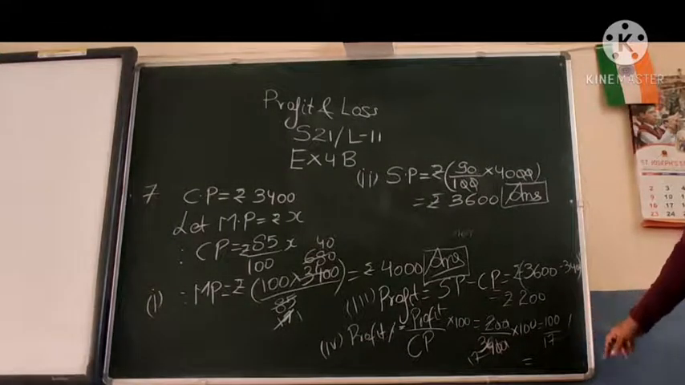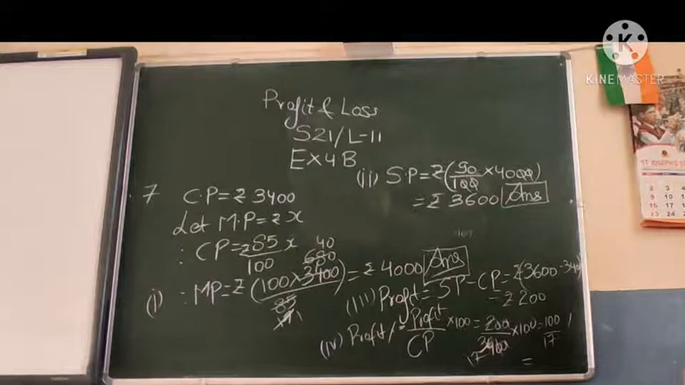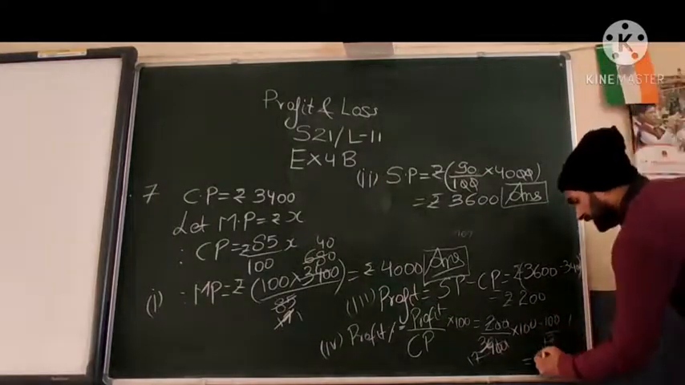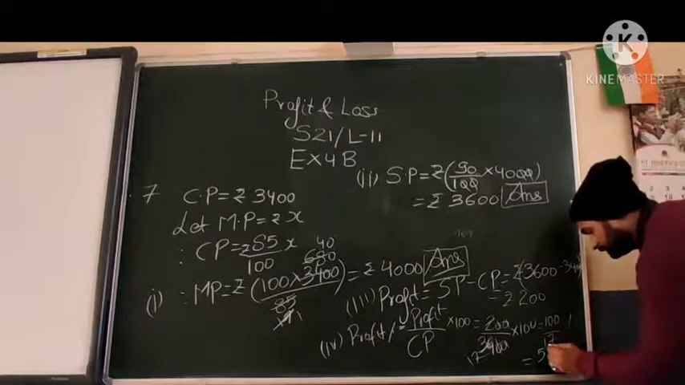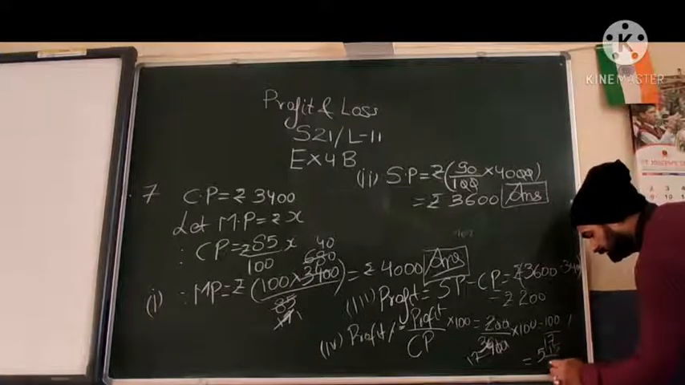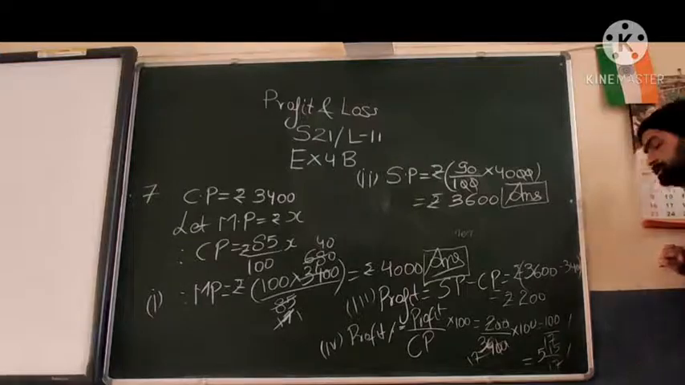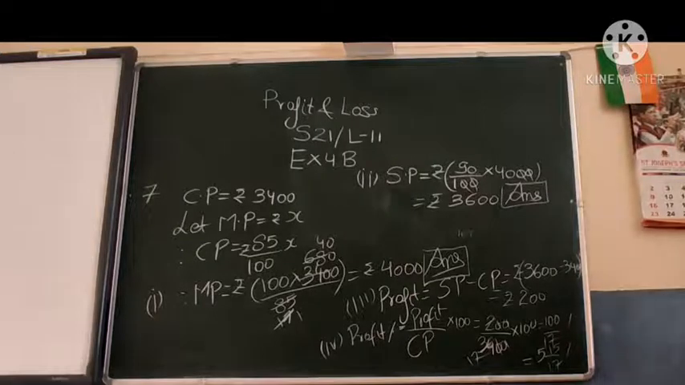102 won't go here. So how many times will it go only? 5 times. 17 fives are 85. And 85 and 15. So 5 whole 15 by 17%. This will be the answer. Let's match the answer. Yes, you have got the same answer.